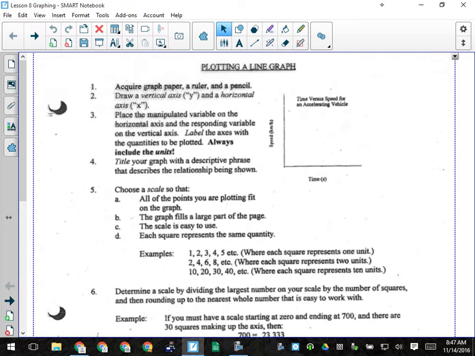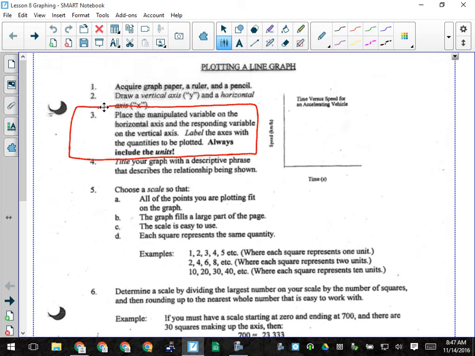So obviously you're not going to have to acquire a graph paper, ruler, or pencil, and you're not going to have to draw an axis on there or anything like that because that's all going to get done for you, okay? One of the things you do have to remember, though, is the placement of variables on your graph. The manipulated variable always goes on the x-axis, and the responding variable always goes on the y-axis. That way, your graph shows you what effect the change in your manipulated variable has on your responding variable.